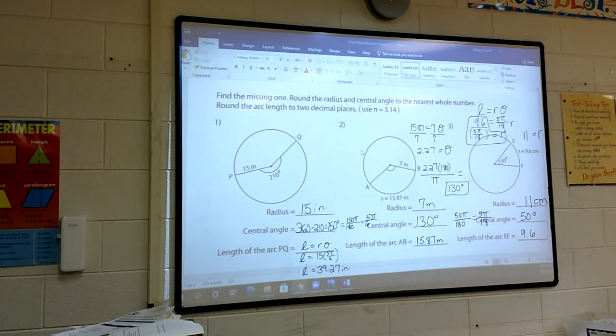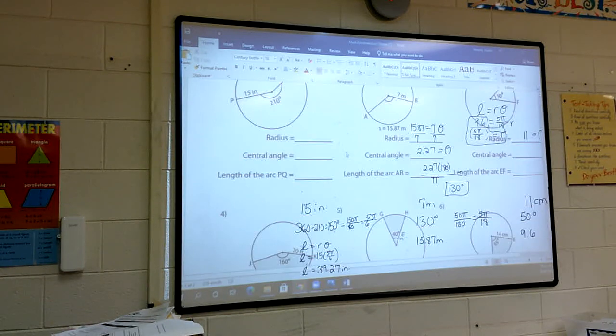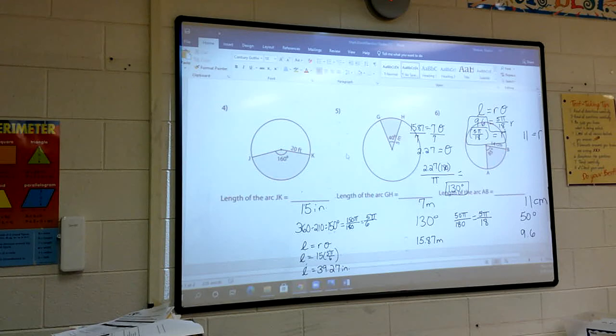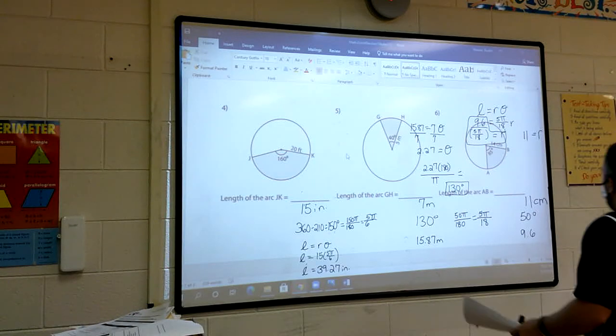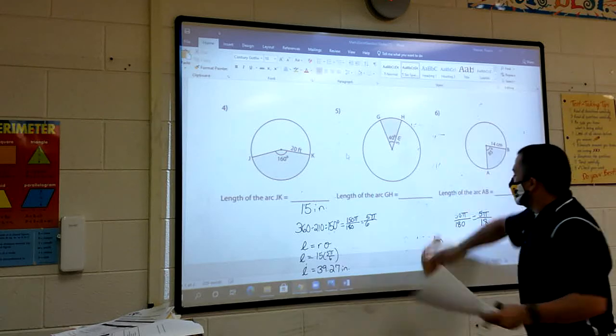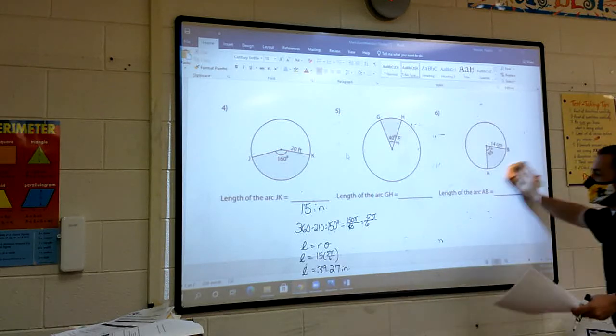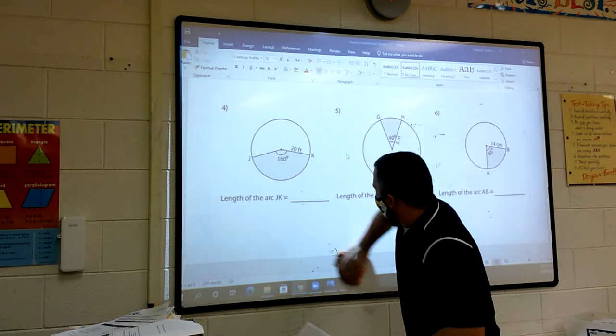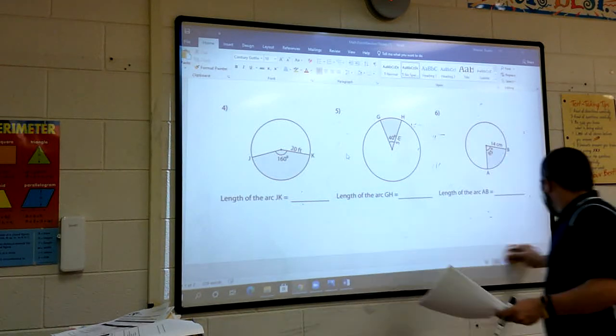Okay, quickly down to 4, 5, and 6. So I'm going to scroll down here in just a second to 4, 5, and 6. I'm going to show you what they're asking you to do there. I think these will be easier too. So if we scroll down, 4, 5, and 6 are just wanting the length of the arc. They all have the radius and the angle. The only issue is that it's not in radians. Okay, it's in degrees. So we need to take the angle and change it into radians.